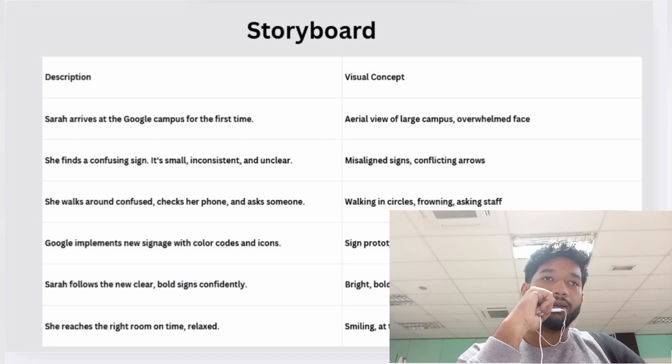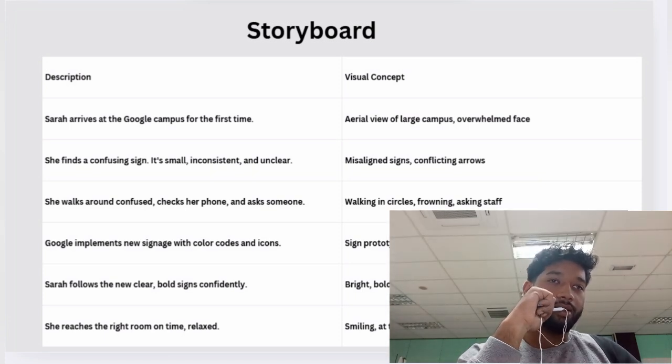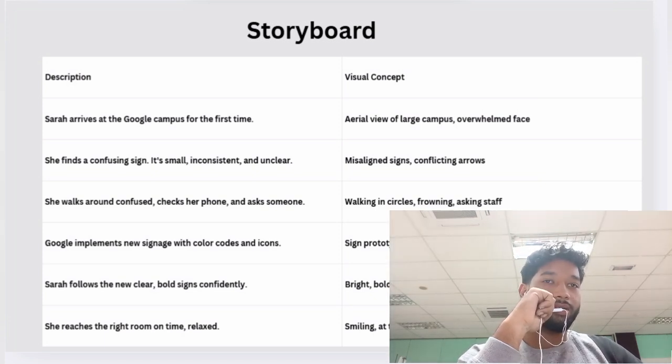The storyboard goes like this, with Sarah. Sarah is taken as an example for this case study. Sarah arrives at Google campus. She sees the campus is very big and huge. She's overwhelmed. She finds it confusing and feels small and unclear about it. Misleading signs confuse her. She walks around confused, checks her phone, asks someone, walks in circles, and asks staff.